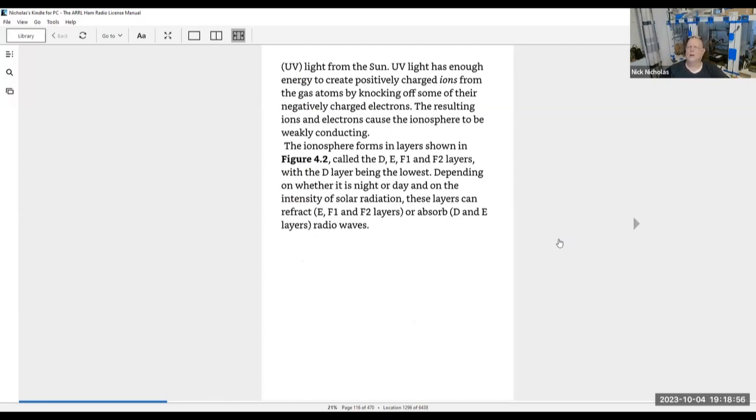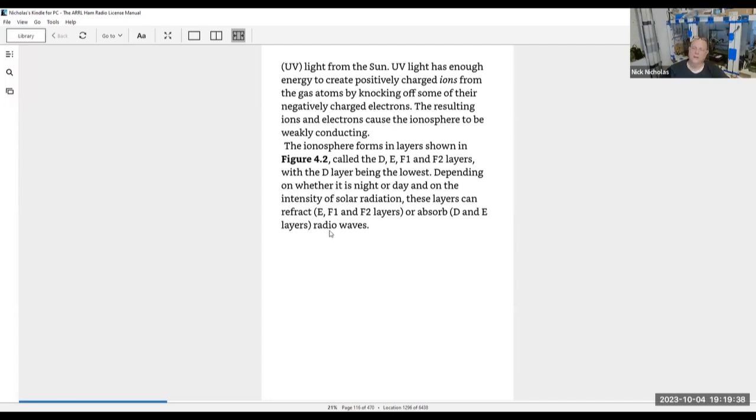There are various layers of the ionosphere. The D layer, the E layer, and then the F layer is divided into F1 and F2. The D layer is the closest to the Earth. So imagine D, then go up a little higher is E, then F1, then F2. Depending on whether it's night or day, and the intensity of solar radiation, these layers can refract in the E, F1, and F2 layers, okay? Or they can absorb in the D and E layers. And when they absorb, they do just that. They absorb rather than reflect. That's wasted energy to us most of the time.